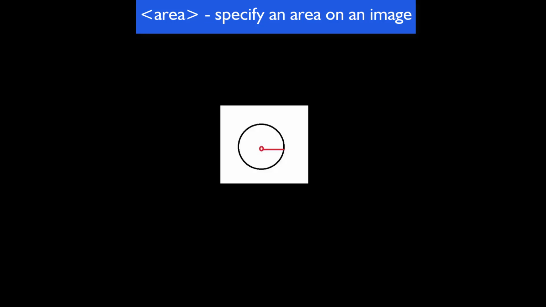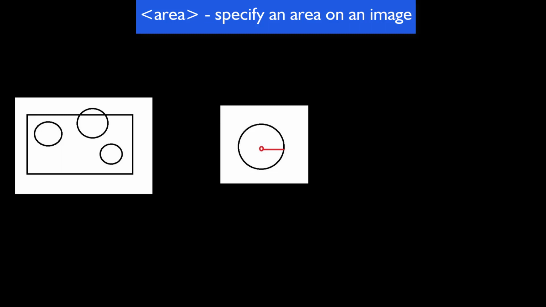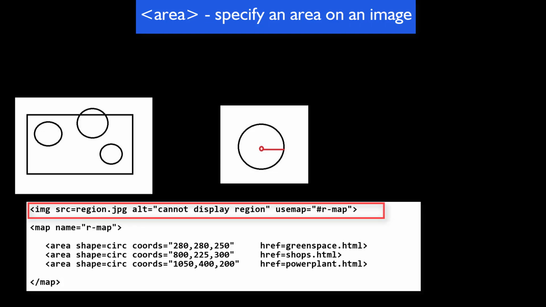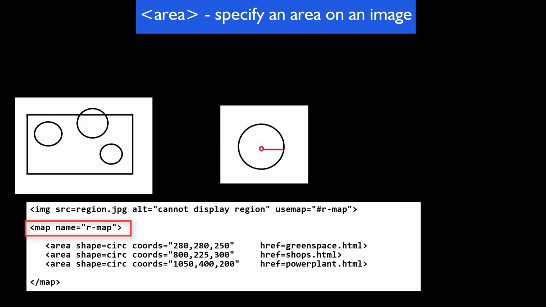For circular shapes, the coords attribute contains the coordinates of the center followed by the length of the radius. Now suppose we have an image that has several circular areas of interest, sort of like this. Then you might construct a client-side map like this. Image src equals region.jpg, alt equals "cannot display region", usemap equals #r-map. And then our map element, name equals r-map, and then 3 areas.